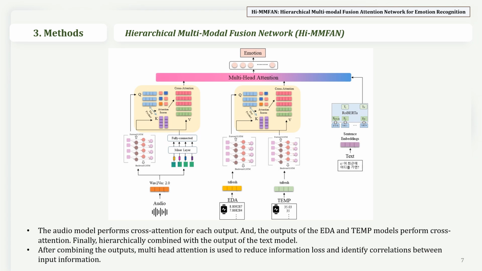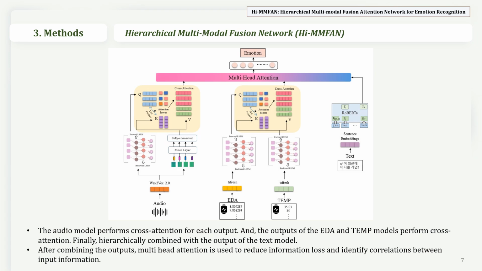In this paper, we propose a hierarchical multimodal fusion attention network for emotion recognition, as shown in the figure. The audio model handles temporal characteristics and learns contextual information, while the MLP mixer model focuses on learning global patterns and spatial information. The text model uses RoBERTa and extracts sentence information by using the embedding at the special token named CLS token position. The physiological signals EDA and temp are trained using bi-LSTM models with extracted time series data characteristics.